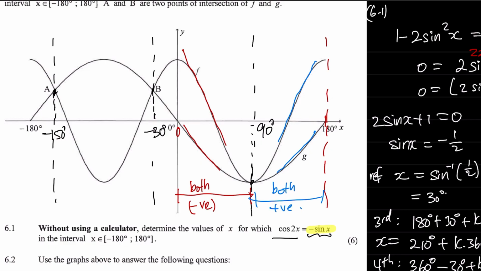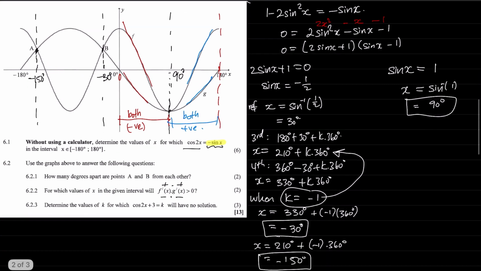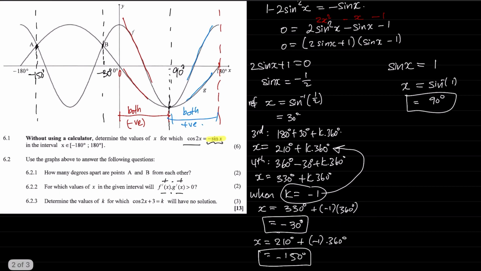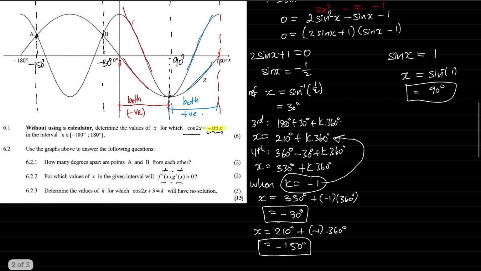So I'm going to have two answers here, but both of them will give me positive output. So the answer here, 6.2.2, is that x must be between 0 and 90, or I can say that x must be between 90 and 180. All right. Next one, and the last one for this graph question.